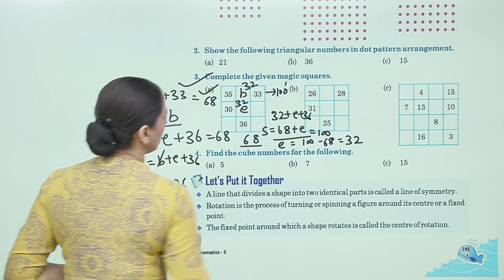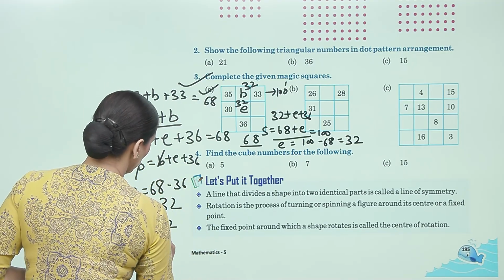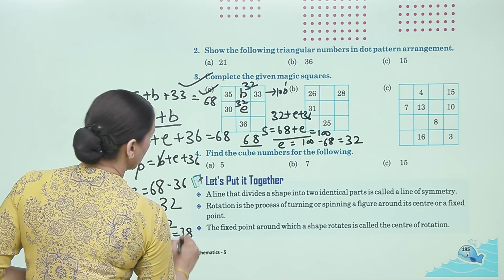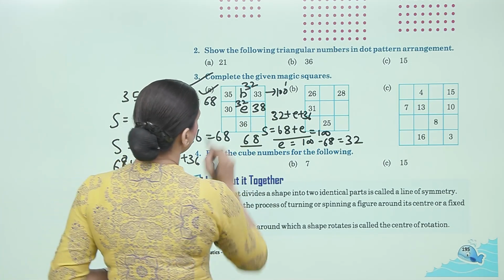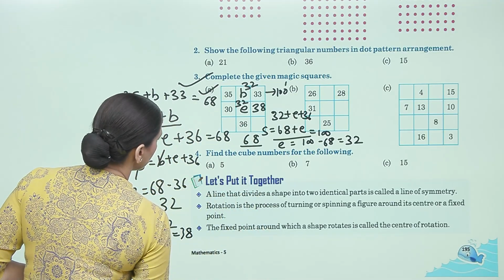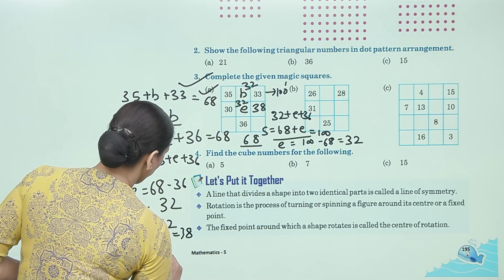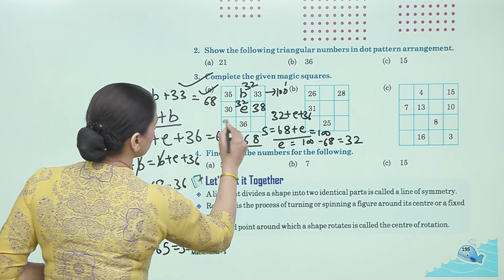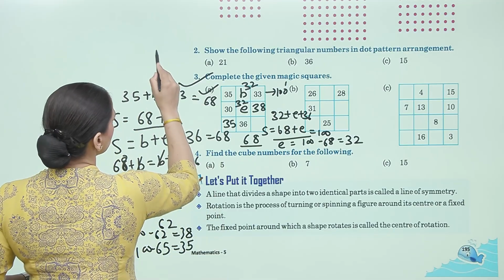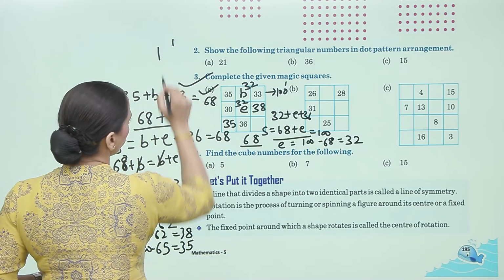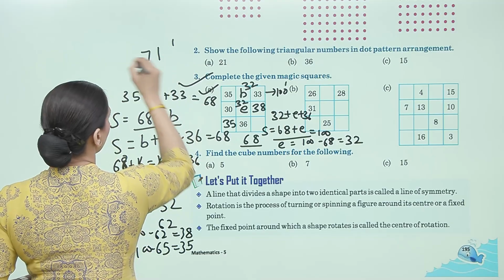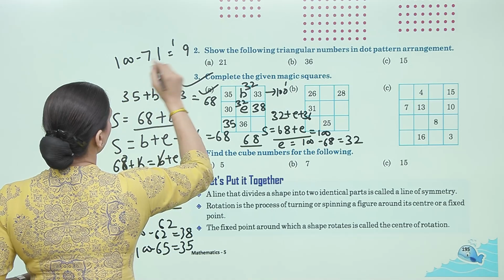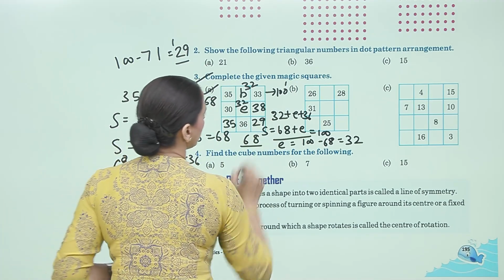32 plus 30 is 62. 100 minus 62 is 38. And here 35 plus 30 is 65. 100 minus 65 is 35. 35 plus 36 is 71. 100 minus 71 is 29. This is the magic square.